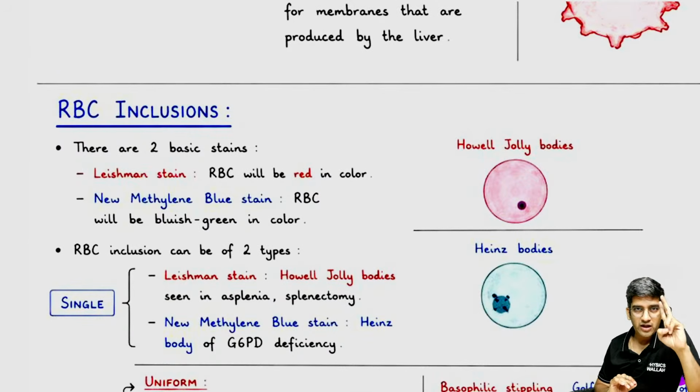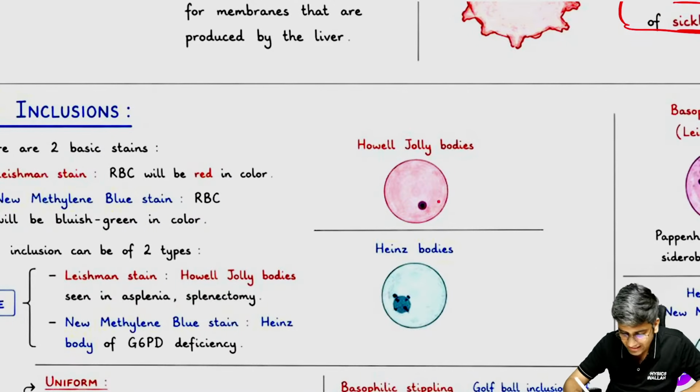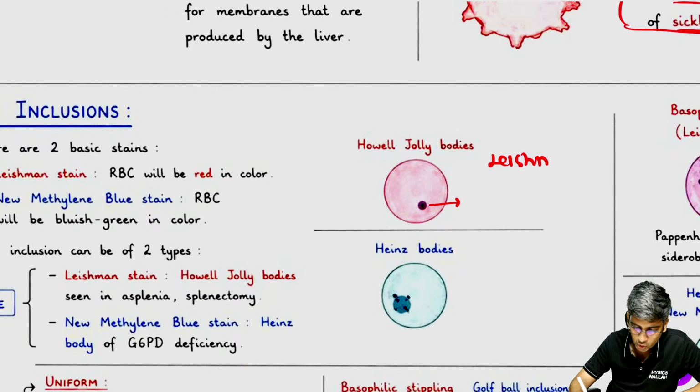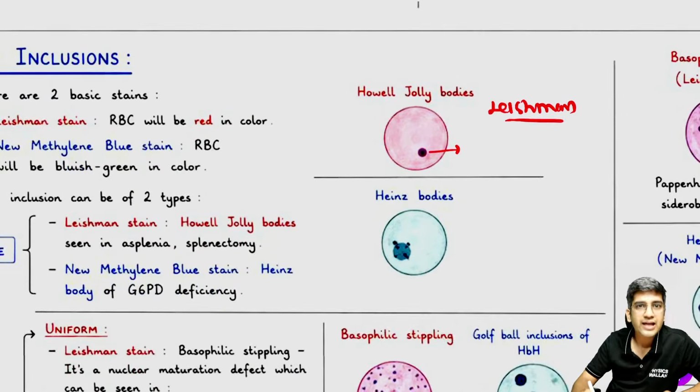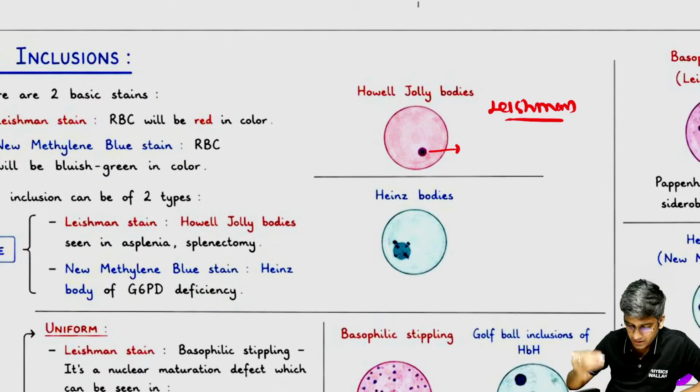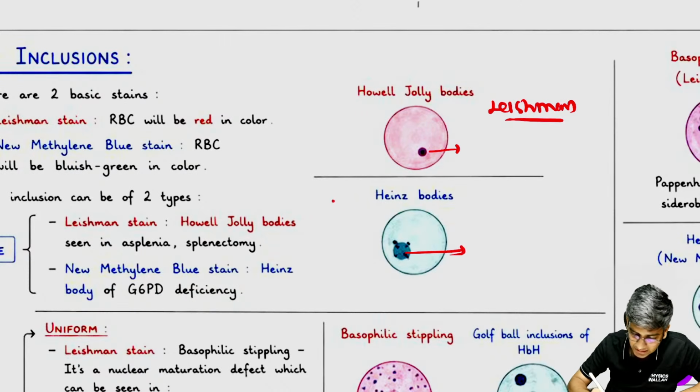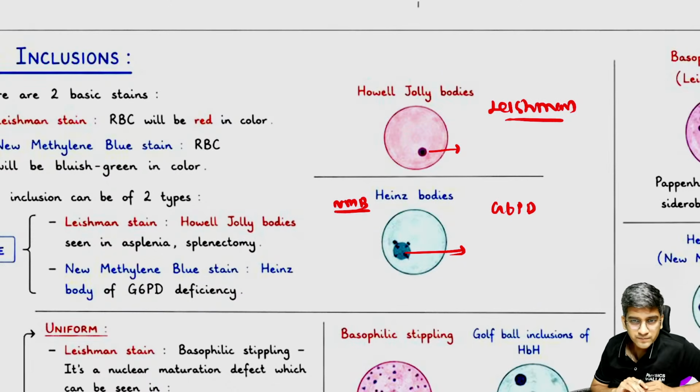There are two types of stains in your RBC disorders. One is the Leishman stain, the other is the new methylene blue stain. If you have a single inclusion in a Leishman stain, it is Howell-Jolly bodies, seen in asplenia and splenectomy. If you have a single inclusion in a new methylene blue stain, it's a Heinz body, which is seen in G6PD deficiency. Clear?